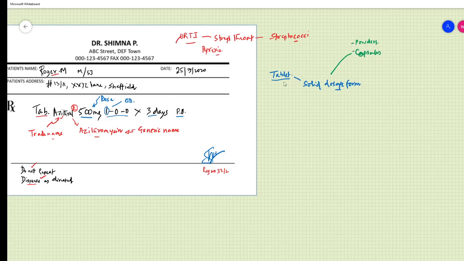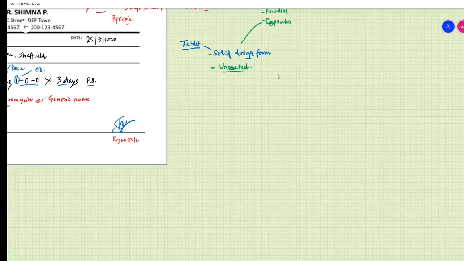Right, so in this case it is a tablet, it is a solid dosage form, and we understand that this tablet, in addition to being a solid dosage form, is uncoated. Okay, so if it is uncoated, it means there are also coated tablets, so we realize that there is more than one type of tablet. Okay, so let's make a list of the different types of tablets which are available currently. So let's write types of tablets.